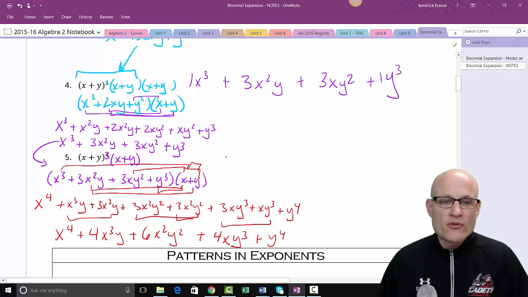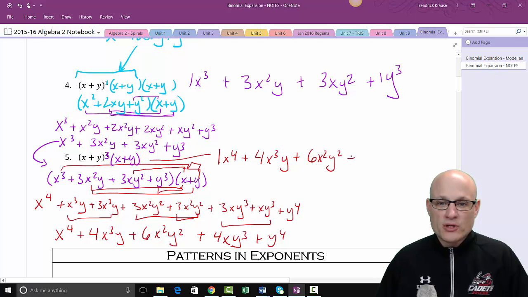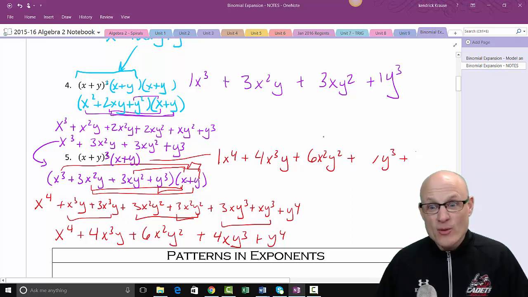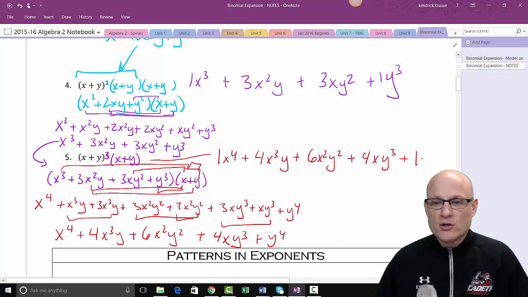Wow. So this thing became 1x to the fourth plus 4x cubed y plus 6x squared y squared plus, it should have been 4. Why do I keep putting 3 there? I don't know. I'm doing crazy. 4xy cubed plus 1y to the fourth.